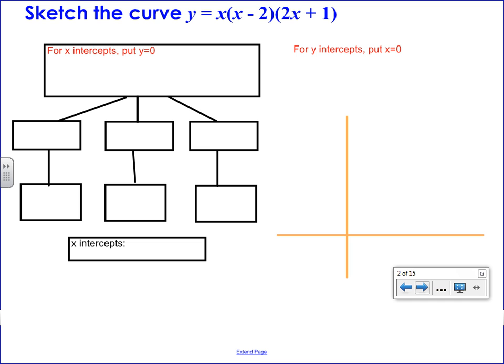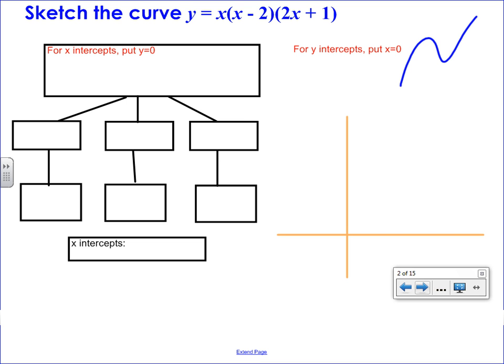So the dots that we're going to make are going to be the x-intercepts and the y-intercepts, and then we're just going to use the fact that a cubic has got this shape and join up the dots. So for x-intercepts we know we put y as naught, for y-intercepts we know we put x as naught.